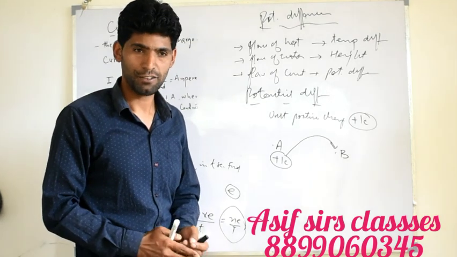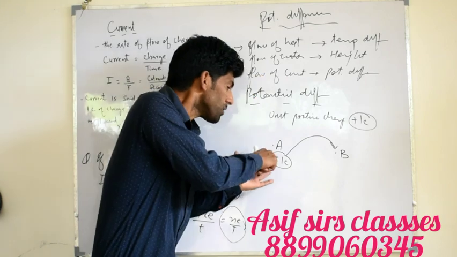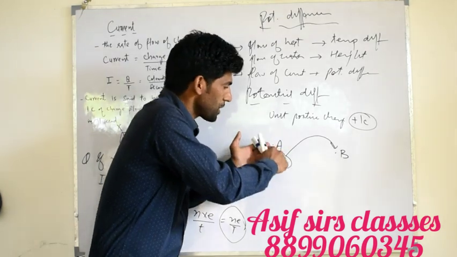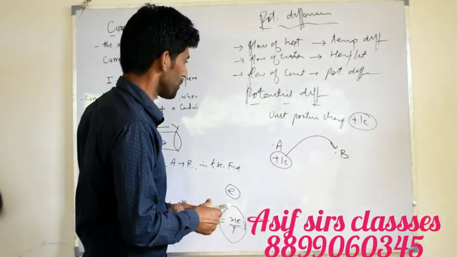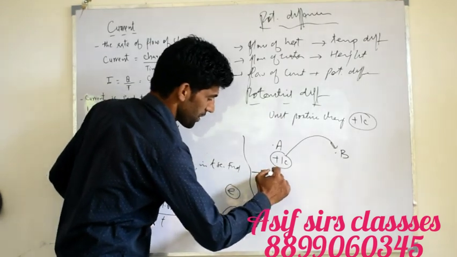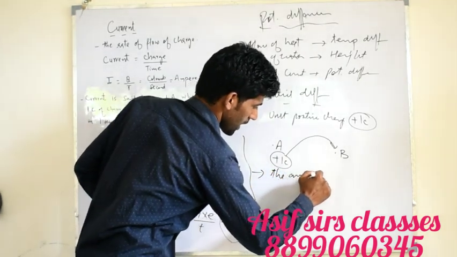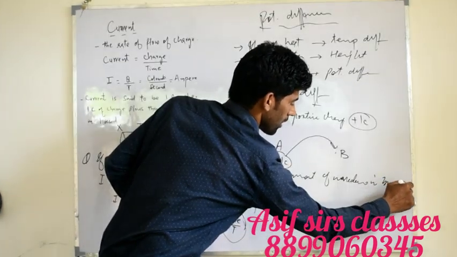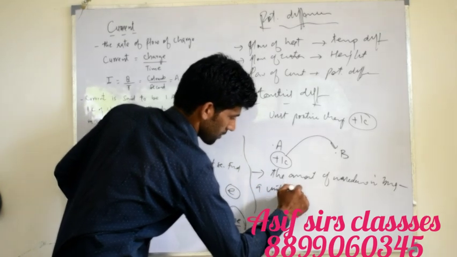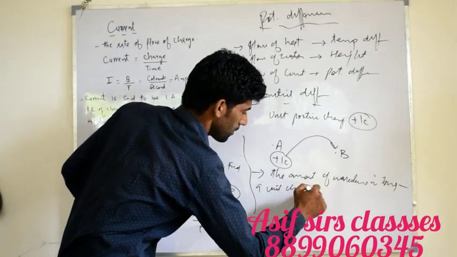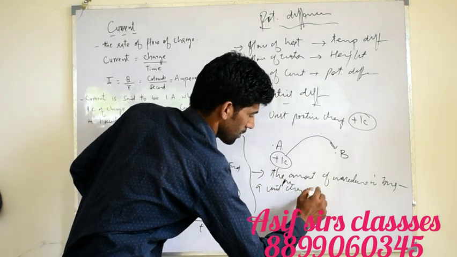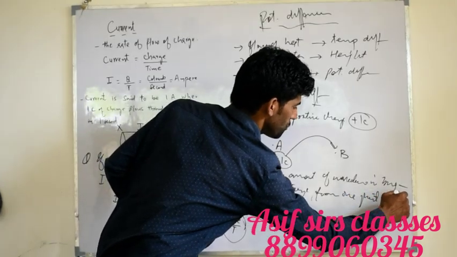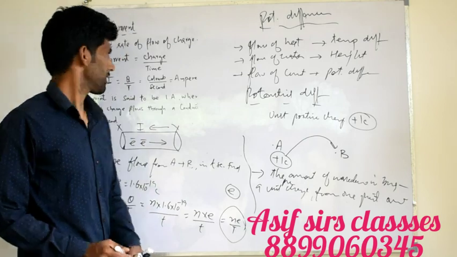So we can say potential difference is the amount of work done on this plus 1 coulomb of charge in bringing this charge from point A to point B. To define potential difference, I may write: potential difference is the amount of work done in bringing a unit positive charge from one point to another, from point A to point B. This is potential difference.